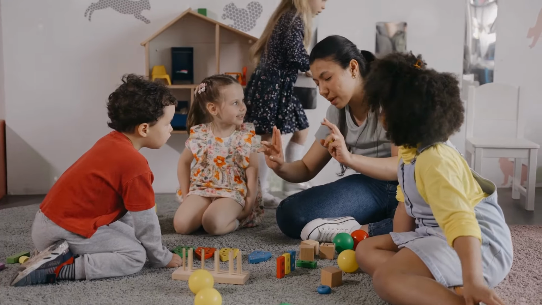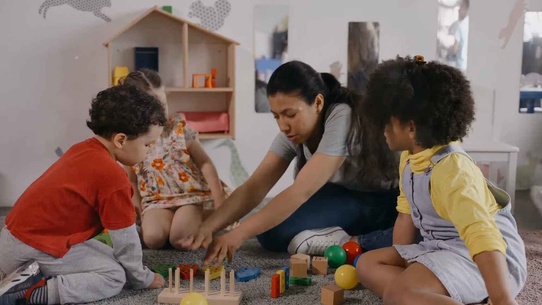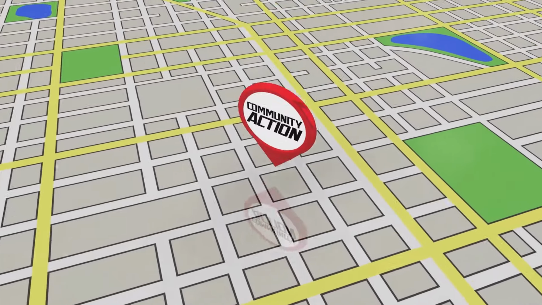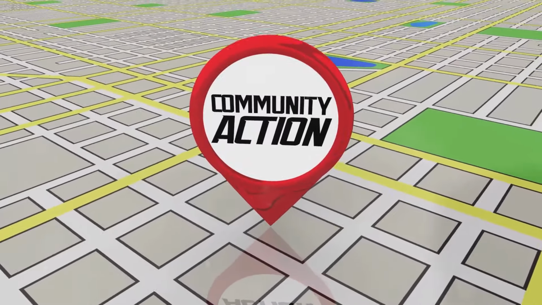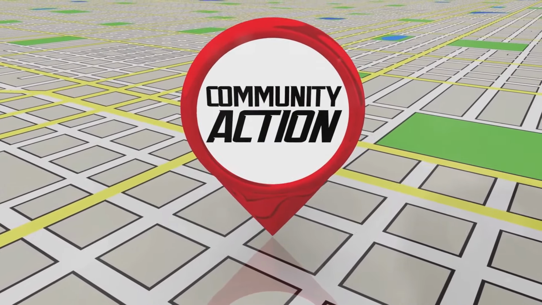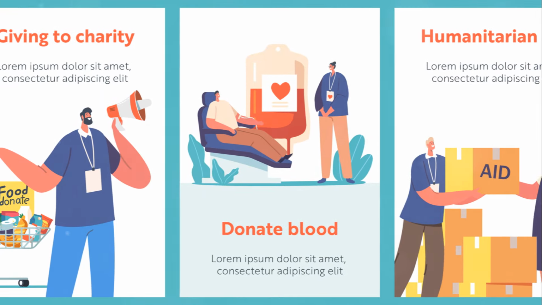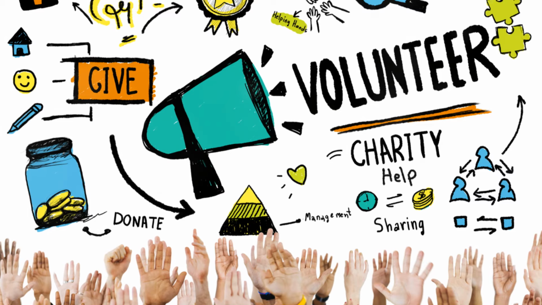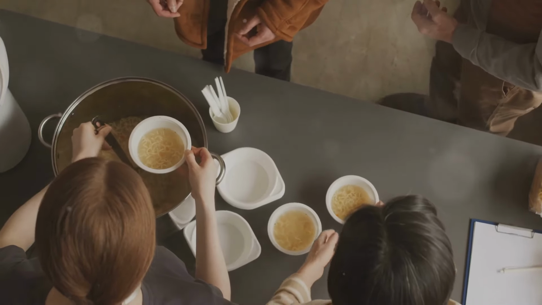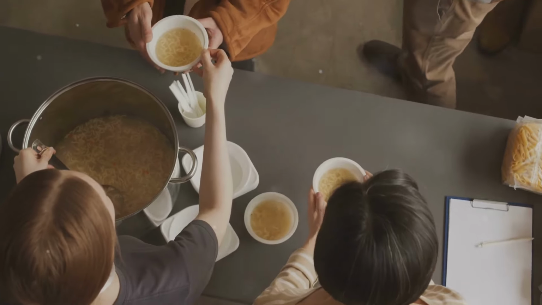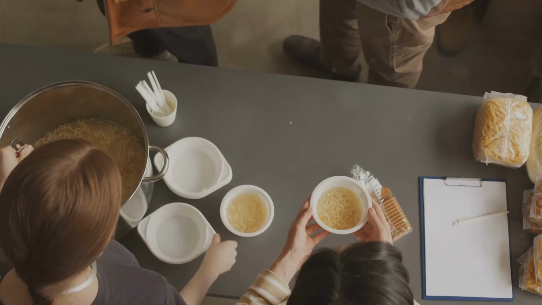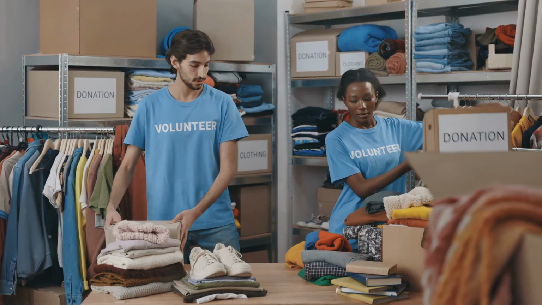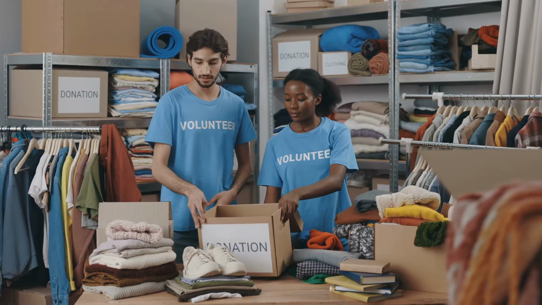Solutions exist, from investing in early childhood education and affordable housing to promoting fair wages and strengthening the social safety net. But solutions require action, action from policymakers, businesses, civil society organizations, and individuals alike. We can all play our part, whether it's volunteering our time, donating to charities, raising awareness, or challenging injustice in our communities. Every act of kindness, every voice raised against poverty, every step taken towards a more just and equitable society makes a difference. Let us strive for a UK where everyone has the opportunity to thrive, where poverty is not a life sentence, but a challenge we overcome together.